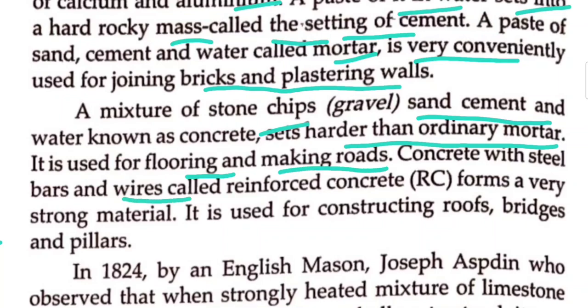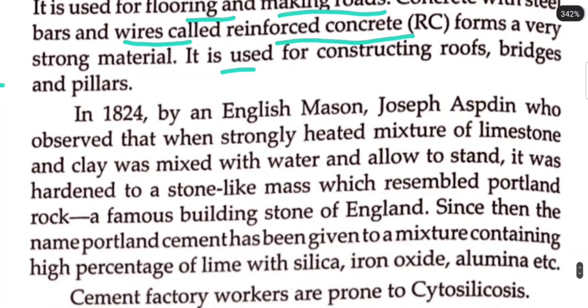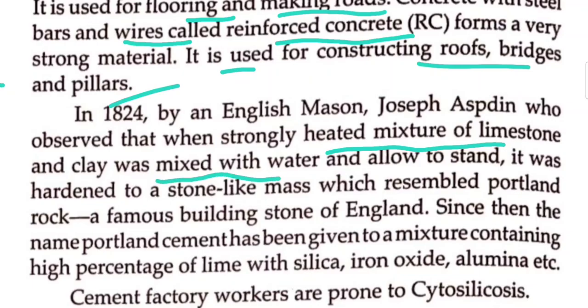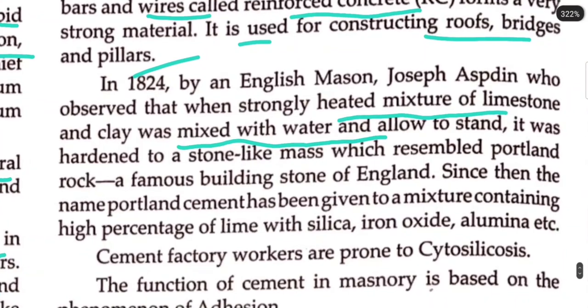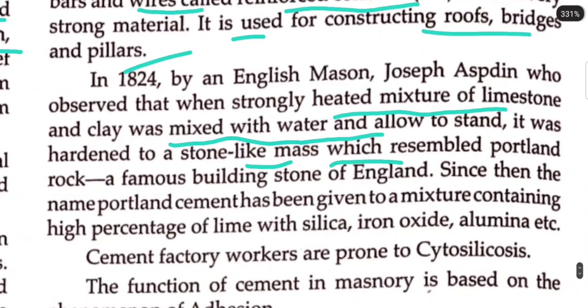Concrete with steel bars and wires called reinforced concrete, RC, forms a very strong material. It is used for constructing roofs, bridges and pillars. In 1824, an English mason, Joseph Aspdin, observed that when a strongly heated mixture of limestone and clay was mixed with water and allowed to stand, it hardened to a stone-like mass which resembled Portland rock, a famous building stone of England.